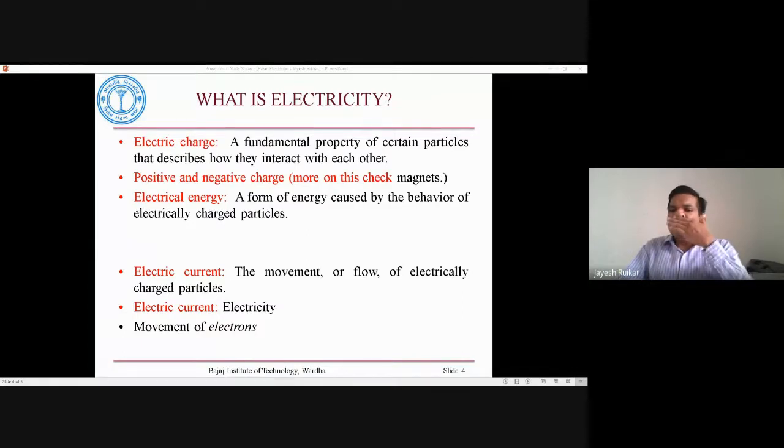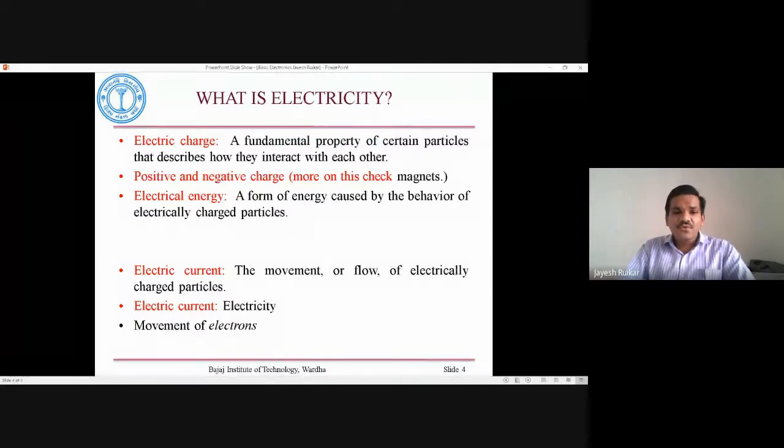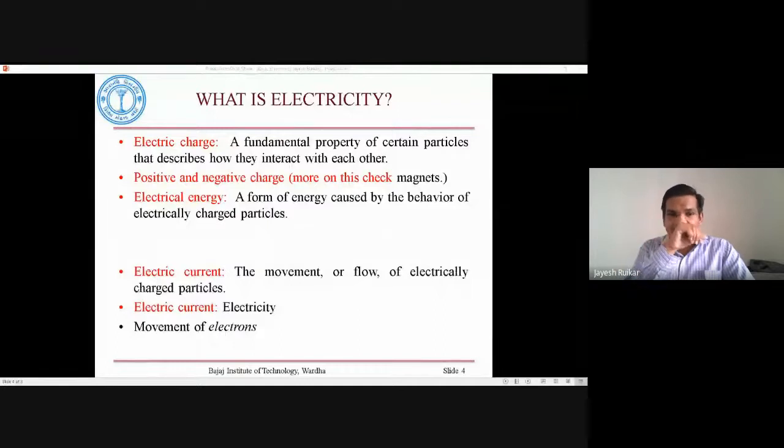Then we'll talk about electric current. What is electric current? It is nothing but the movement or the flow of electrically charged particles. So what is electrical energy? It is the energy caused by the behavior of electrically charged particles. What is electric current? It is the movement, or flow, of those charged particles.